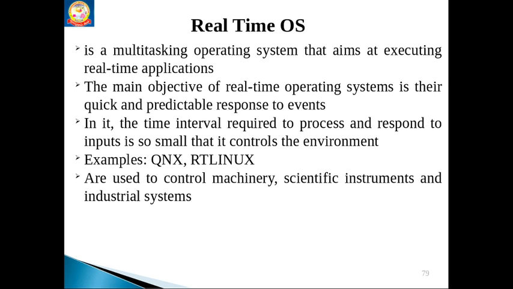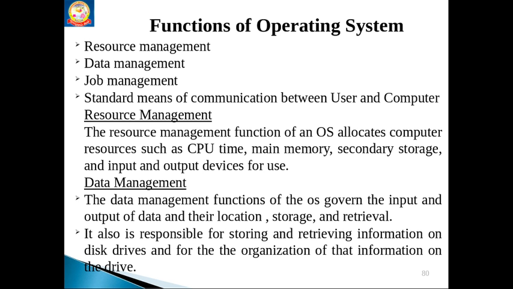Real-time operating system is generally used to execute real-time applications. Their objective is to respond quickly to events. So in scientific instruments or to control any machinery, like aircraft designing, we use this real-time operating system. QNX and RT Linux are examples of real-time operating systems. So these are various types of operating systems. Let's move to the functions of operating systems.